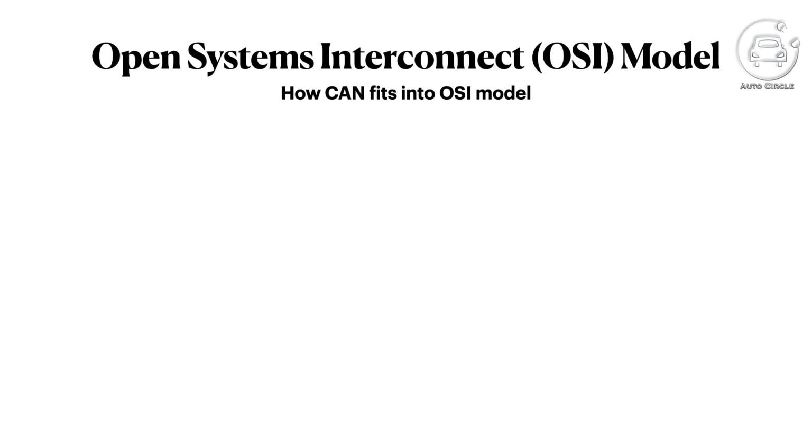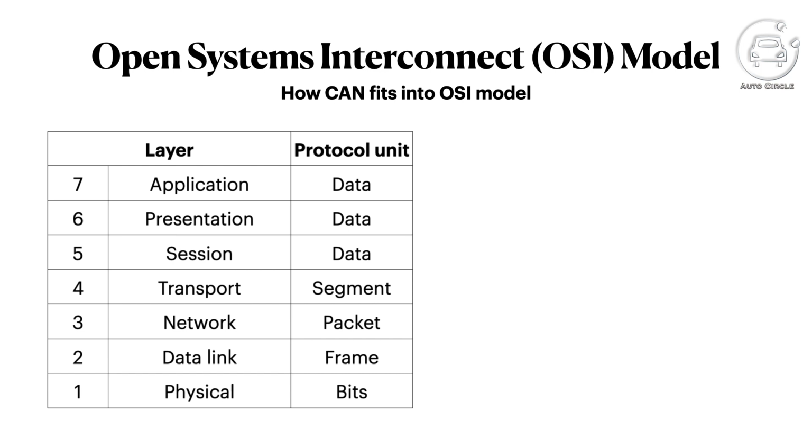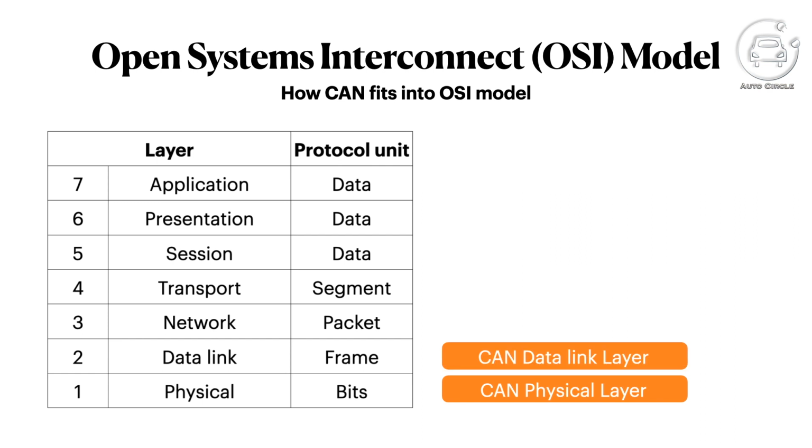The OSI, or Open Systems Interconnect model, describes a communication as 7 layers, starting from physical, data link, network, transport, session, presentation and application layer. The first layer for CAN is the physical layer. Here the protocol unit is bits. The second layer for CAN is the data link layer. Here we will talk about frames. And the next layer for CAN will be the application layer. Here we have multiple protocols defined for the data, like CANopen.